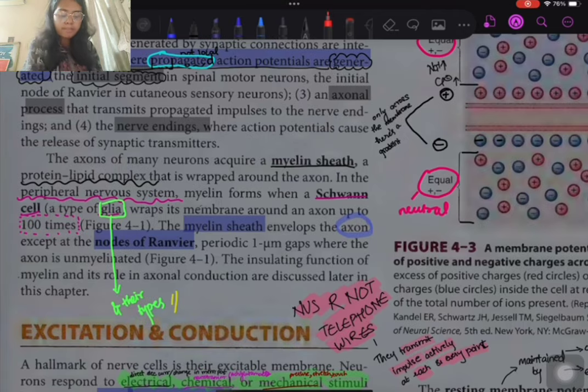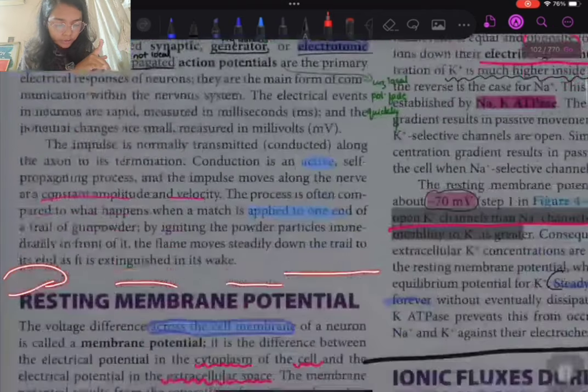In the peripheral nervous system, myelin forms when a Schwann cell will wrap its membrane around an axon. How many times? Up to 100 times. The myelin sheath will envelop the axon except at the nodes of Ranvier. Nodes of Ranvier will be there, with a thickness of 1 micrometer. Periodic 1 micrometer gaps where the axon is unmyelinated. The insulating function of myelin and its role in axonal conduction.